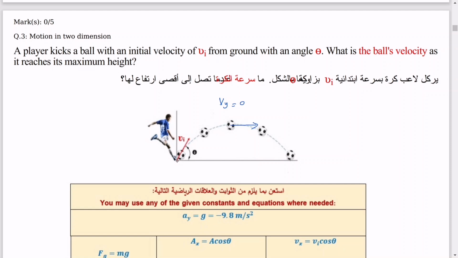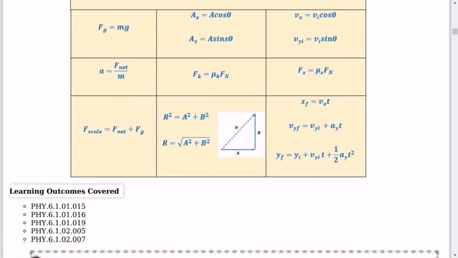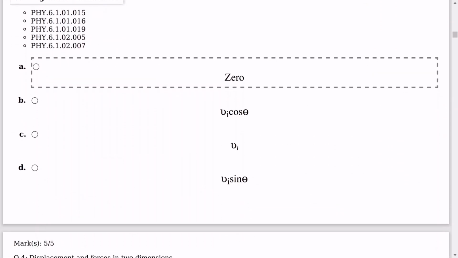What is the horizontal velocity? At the beginning, horizontal velocity is vi cos theta. So this horizontal velocity will be constant throughout the motion. So here vi cos theta is the horizontal velocity and its vertical velocity is 0. So when the ball reaches maximum height, the ball will have only the horizontal velocity. So its velocity at maximum height is equal to vi cos theta. So this is our answer.